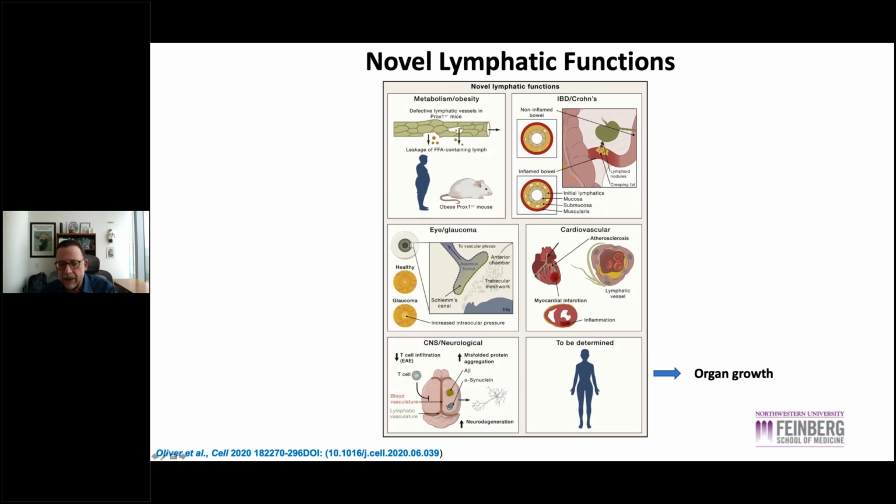So bottom line, I just showed you another functional role of lymphatics, totally unexpected. And I'm pretty sure in years to come, we will keep finding more and more.